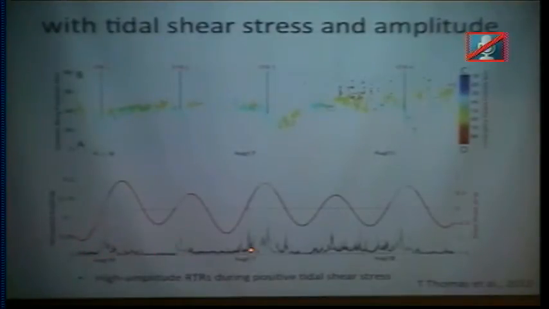we also, at the same time, have high amplitudes occurring. So these high amplitude rapid tremor reversals occur during positive tidal shear stress.